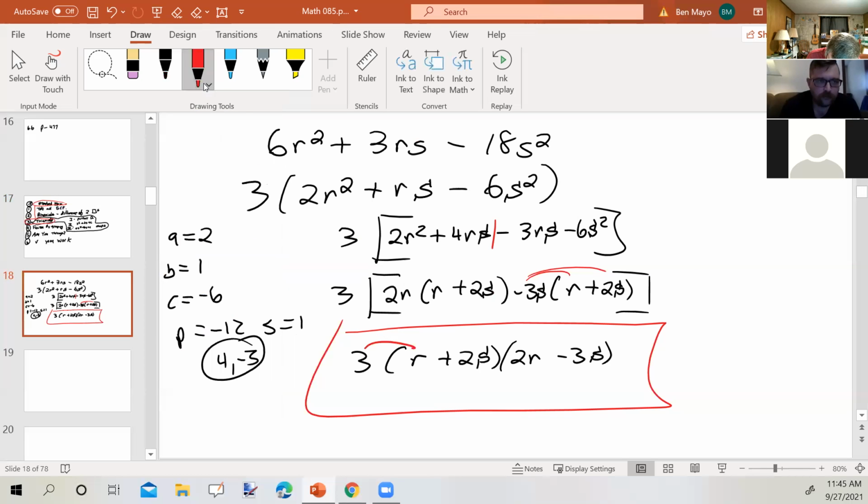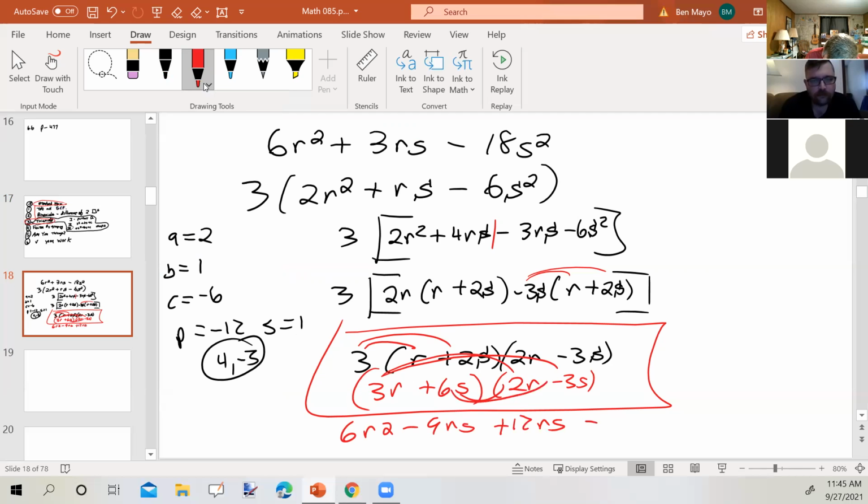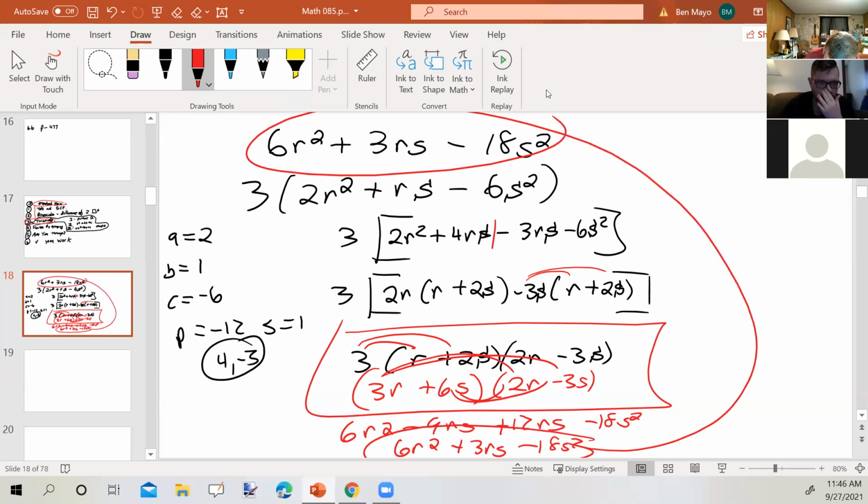So let's see here. This would give me 3r plus 6s times 2r minus 3s. And that's going to give me 6r squared minus 9rs plus 12rs minus 18s squared, which would give me 6r squared plus 3rs minus 18s squared, and that matches that, so it checks. Okay. Any questions about that problem?